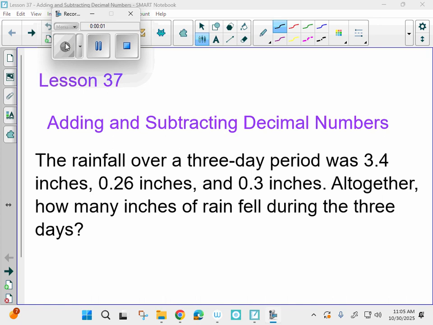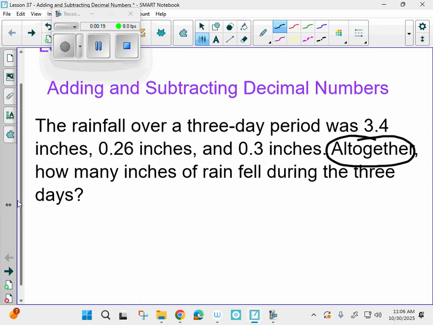Lesson 37, adding and subtracting decimal numbers. The rainfall over a 3-day period was 3.4 inches, 0.26 inches, and 0.3 inches. Altogether, how many inches of rain fell during the 3 days? All together means we are going to add these three numbers together.